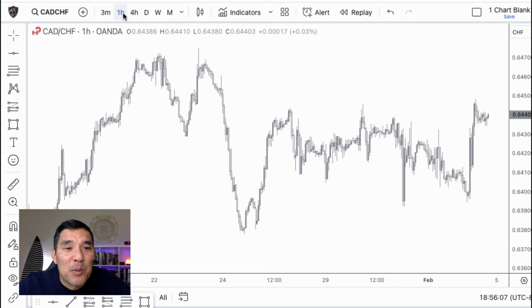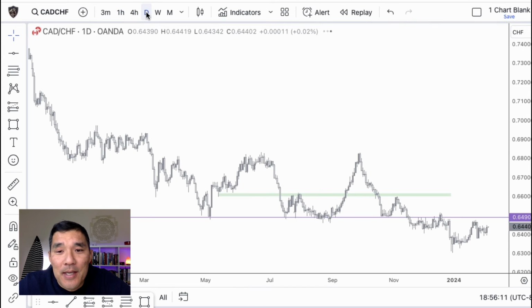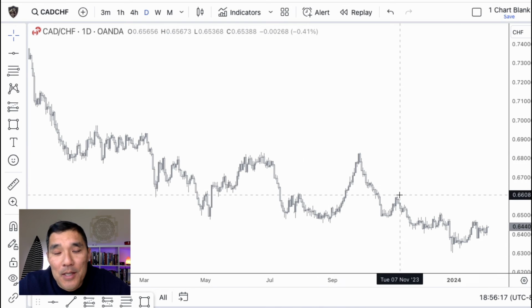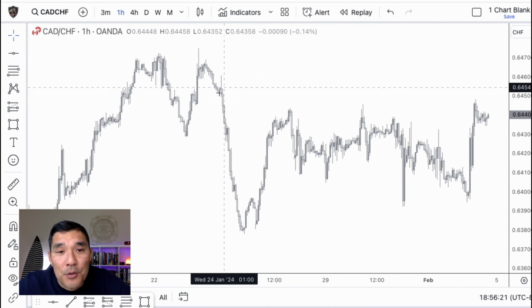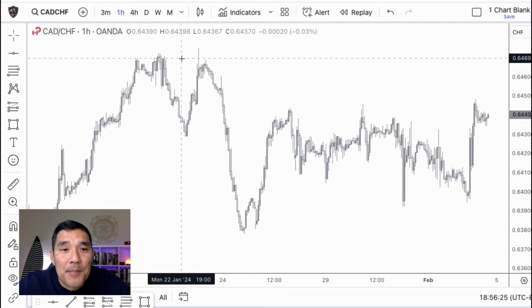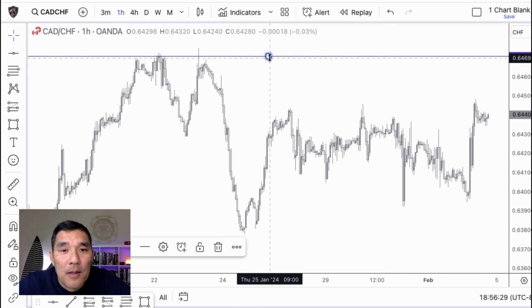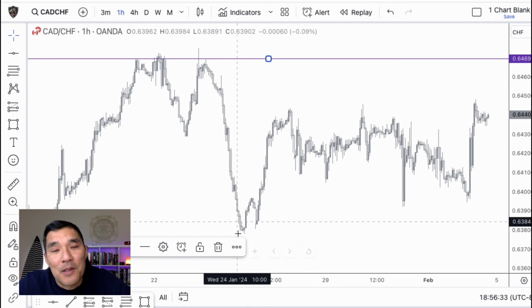And finally, here's an example on the CAD Swiss. This is the 1 hour chart. If I zoom out to the daily, price is currently in a downtrend. Let's get rid of those drawings. Okay, price is currently in a downtrend, so looking for shorts. So this would have been a fantastic short right here, right? Price comes up and hits resistance right there. Huge pin bar at the top, and then price just falls off the cliff.